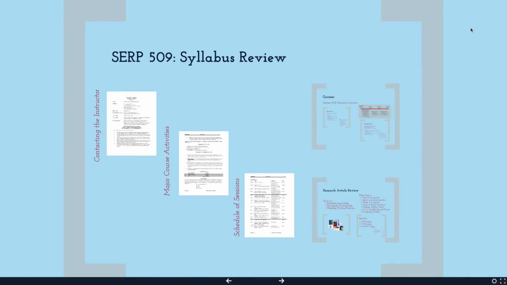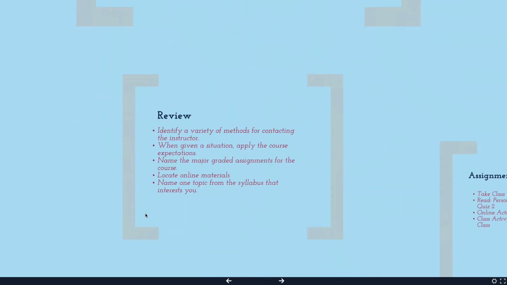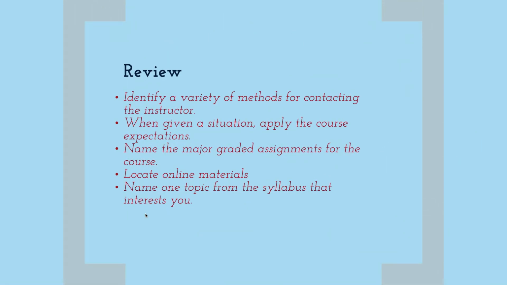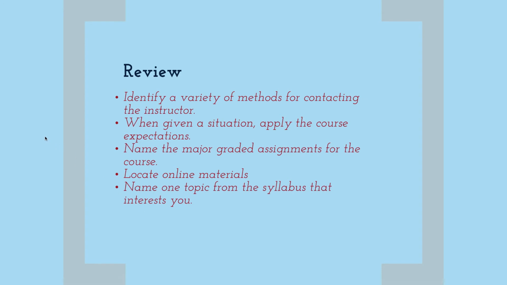Well, that is it. Let's do a quick review. So one thing I wanted you to be able to do was to identify a variety of methods for contacting me. We talked about that and how you can get a hold of me by email or through my office phone number. When given a situation, apply the course expectations. I'll ask you in a discussion post to apply the course expectations to your online class experience. Okay? How can you be prepared, active, and respectful in this online environment?